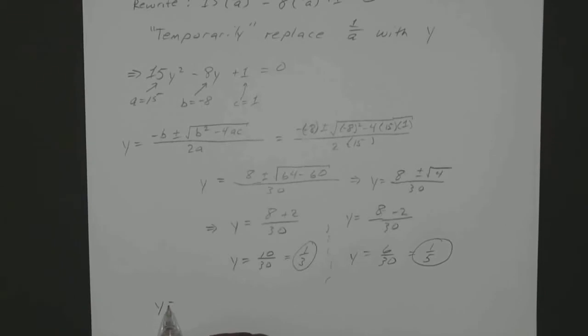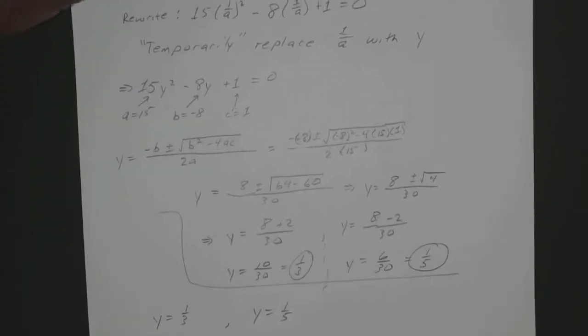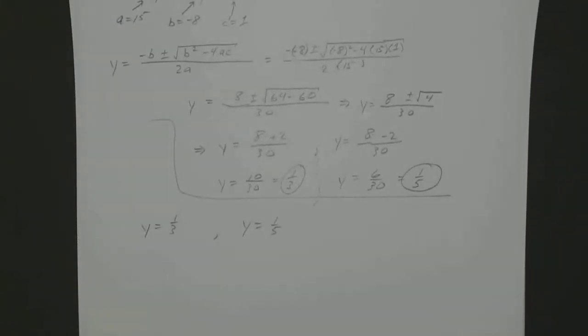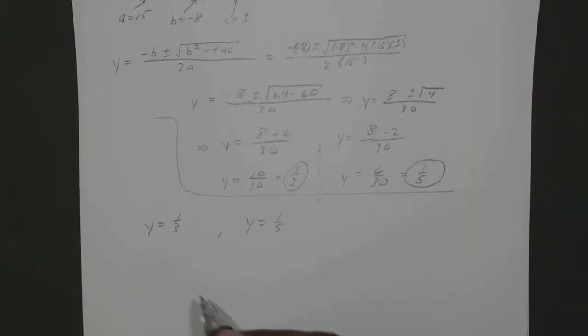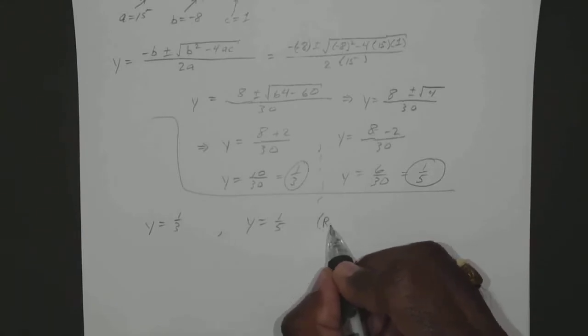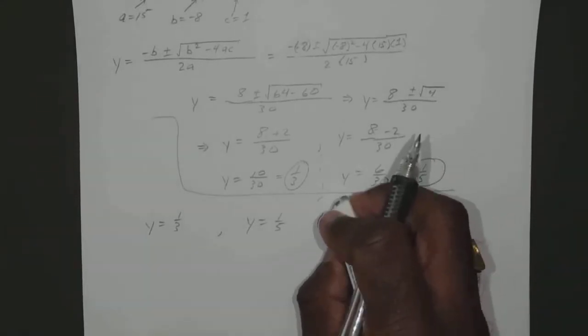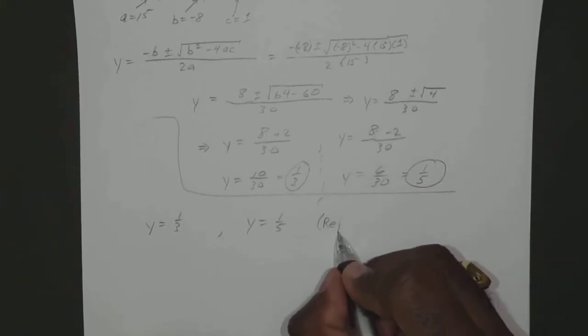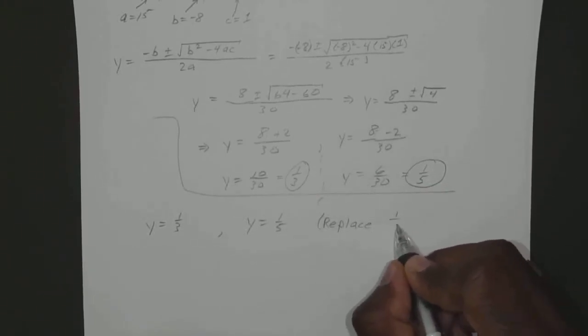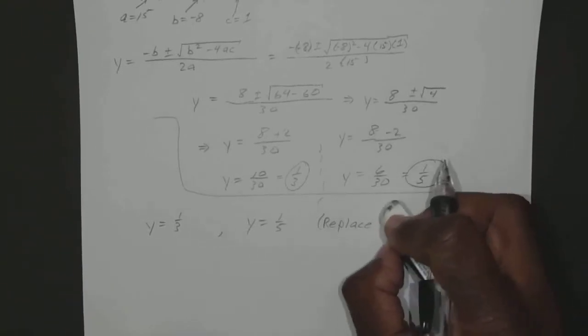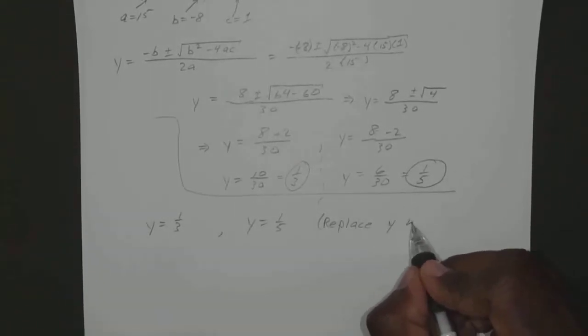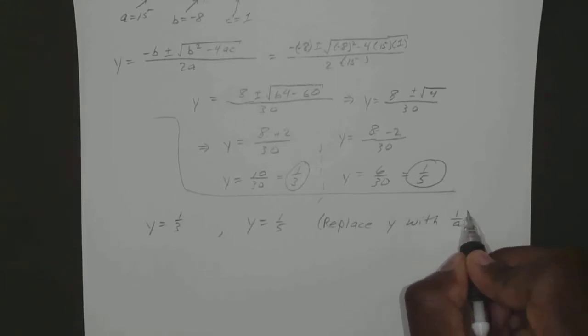Okay, so we know that y equals 1/3. We separate that. And y equals 1/5. Just like before, we replace our y with whatever we replaced it with in the first place, and that's our 1 over a. Replace y with 1 over a, not the other way around.